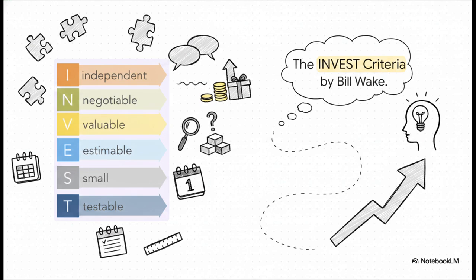S is for small, it should fit easily within a single sprint. And finally, T is testable. We have to know exactly how to prove the story is actually finished. If your broken down stories can pass this INVEST test, you are in absolutely phenomenal shape.